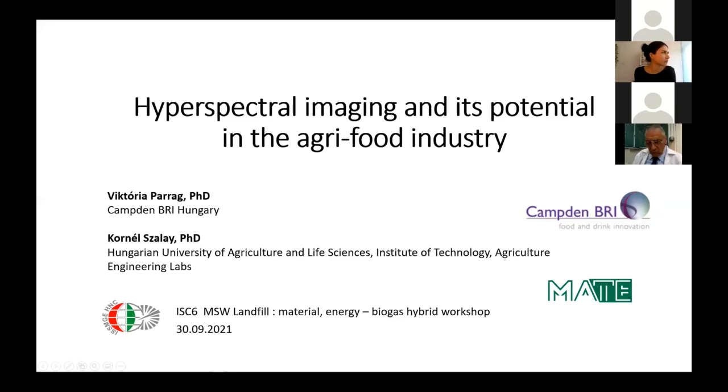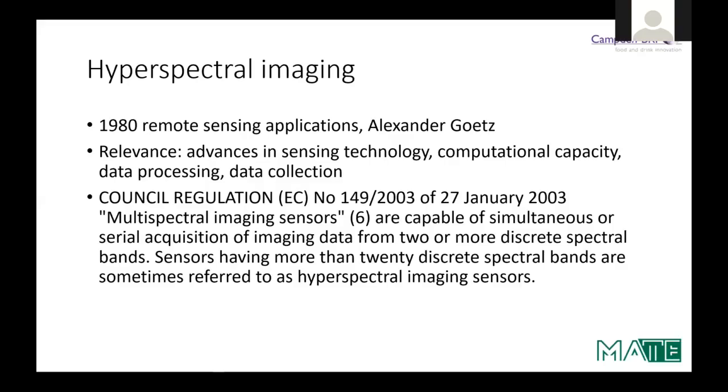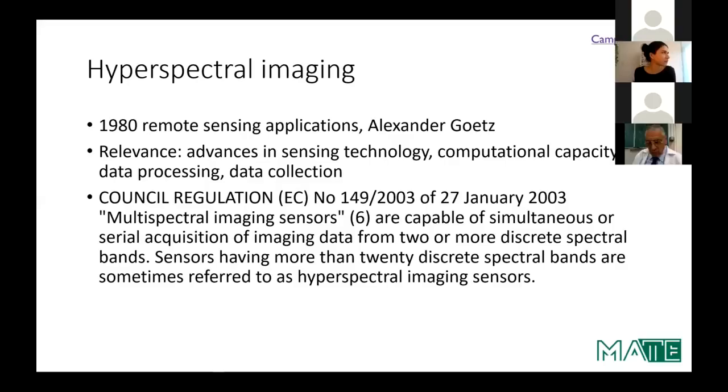But this number, technology, image acquisition, more importantly, sensors having more than 20 discrete spectral bands are referred to as hyperspectral imaging sensors.